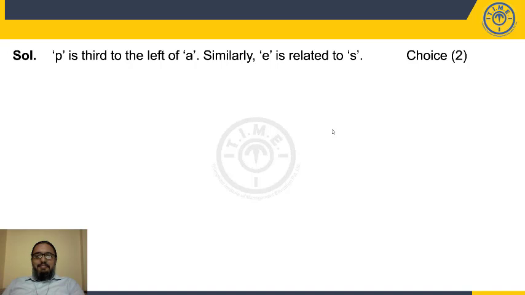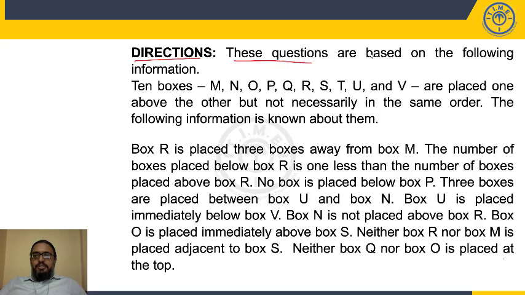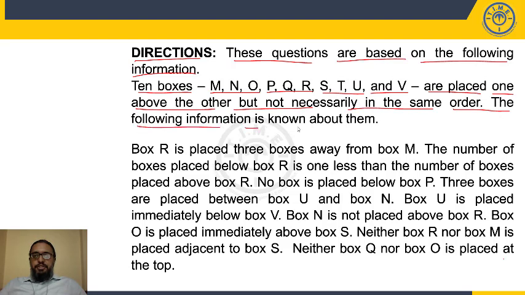Okay, next, directions. These questions are based on the following information. 10 boxes M, N, O, P, Q, R, S, T, U and V are placed one above the other but not necessarily in the same order. The following information is known about them. So it's a box arrangement. You have 10 boxes placed one above the other.